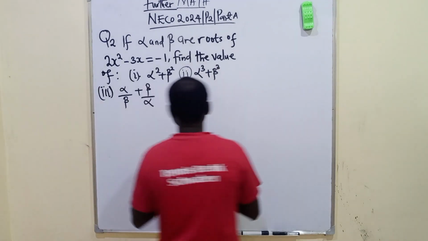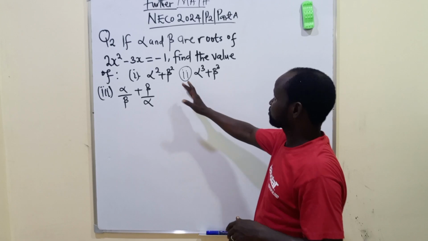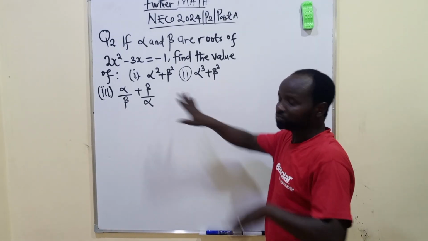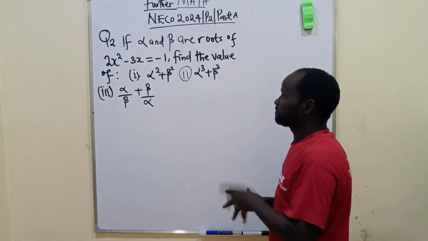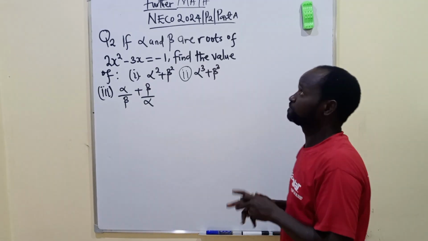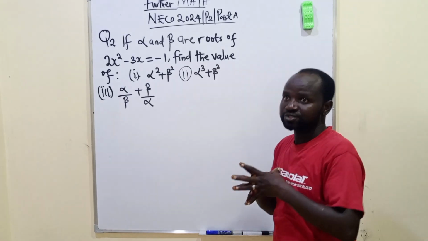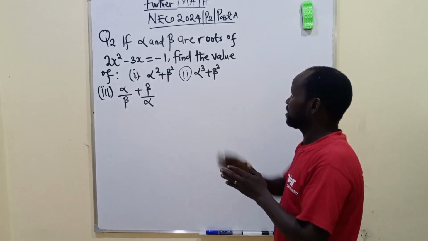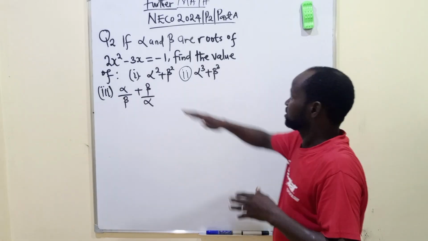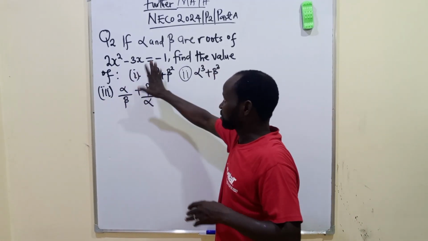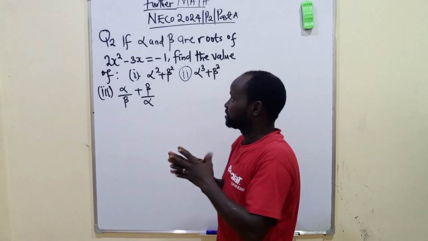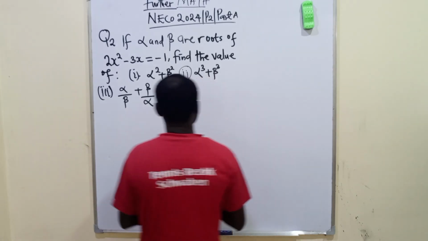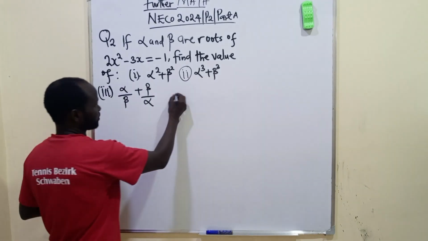The first thing for us to do is to identify which topic this question is from. Of course, this is from roots of quadratic equations. To find the roots of a quadratic equation, you have to find the sum of the roots and the product of the roots. That's the first thing to do. And again, you have to check the equation that is given. If you look at this equation very well, it's not in quadratic form. We have to rearrange it to be in quadratic form. So let's look at how we can solve this. The first thing for us to do is to write down the solution now.